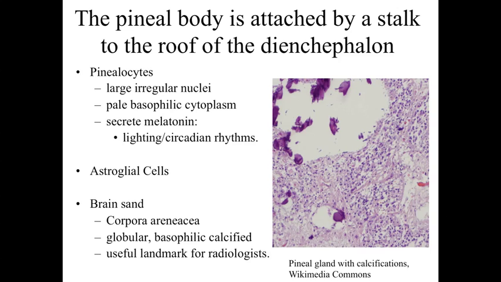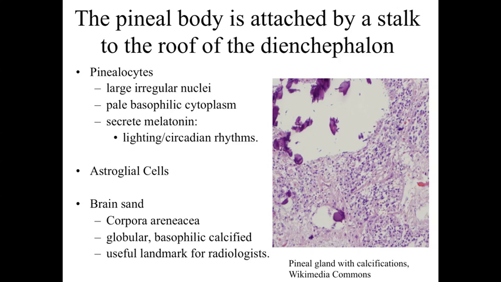And the pinealocytes are going to be involved with secreting melatonin, which is involved with a variety of lighting and circadian rhythms. Scattered among these basophilic cells are going to be astroglial cells, and these are glial supportive cells, kind of surrounding and supporting our pinealocytes.